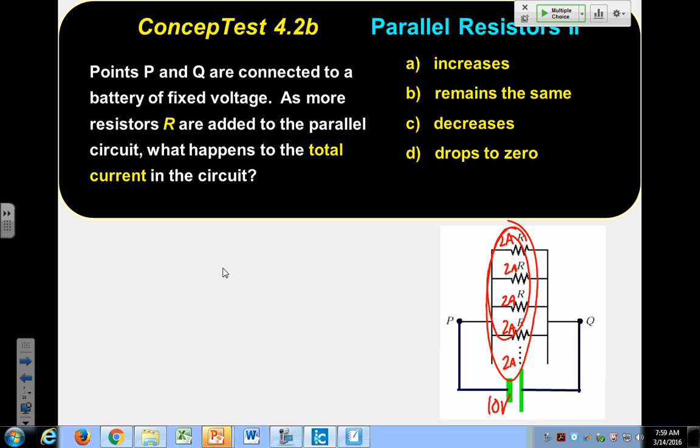And so if you have a household circuit and you keep adding more and more devices to your circuit, then eventually you're going to reach a current that is too big. And it's either going to burn your house down or kick off your circuit breaker. Hopefully the latter, not the former. We'll see that in a bit.